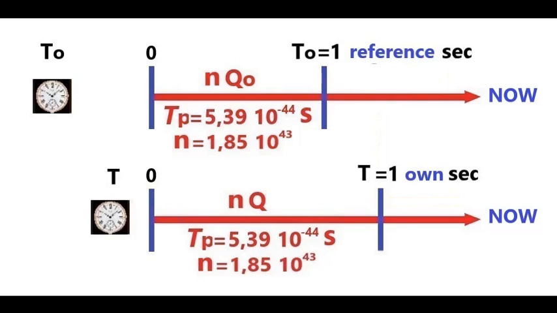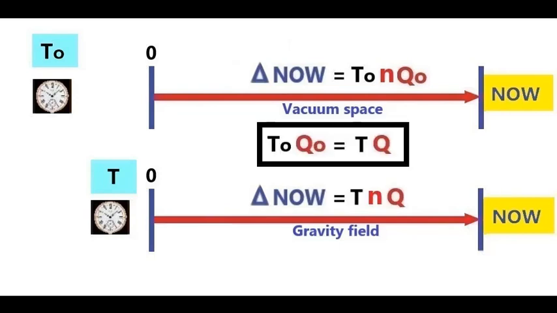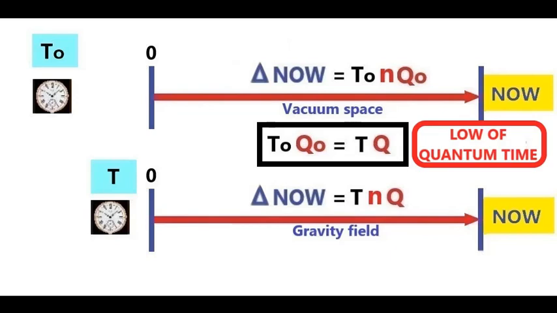But despite the difference between the own second and the reference second, the universal advance of now is equal and simultaneous everywhere. Although the clocks mark different amounts of successive movements t0 and t, a lapse of the universal advance of the now is the same everywhere, in the vacuum, as in the gravitational field. Therefore, a portion of delta now is the same throughout the universe, and will be equal to t0 times nq0 of reference. It is also equal to the own time t times nq. Therefore, t0 times q0 is equal to t times q, which is the law of quantum time.